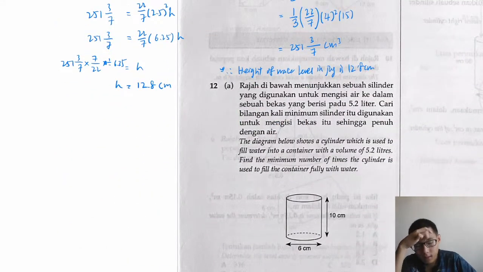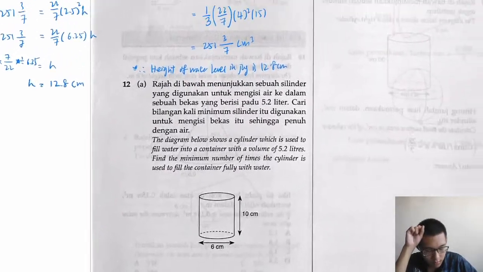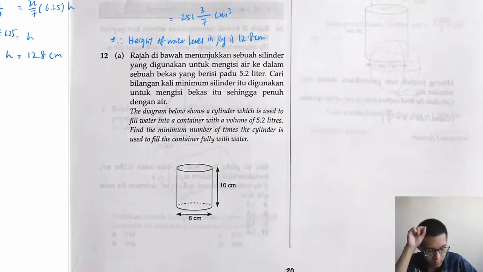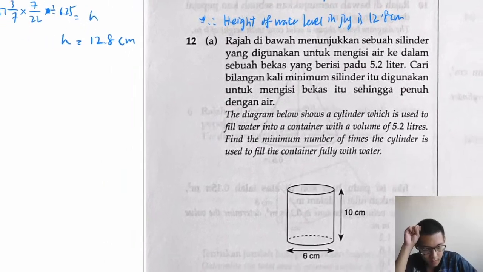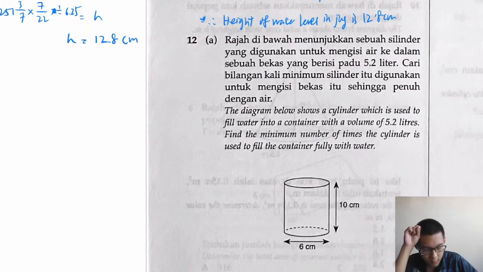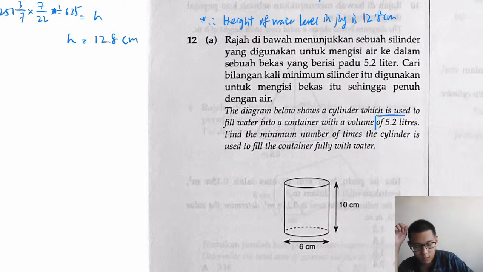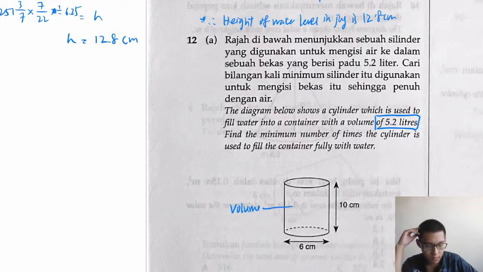Okay, so next question 12a. Now this is the last question already. Yeah, last question, so we do it faster. The diagram below shows a cylinder which is used to fill a water container with volume of 5.12 liter. Find the minimum number of times the cylinder is used to fill the container fully with water. So how many cylinders do we need? Let's try to find the volume for this cylinder first.